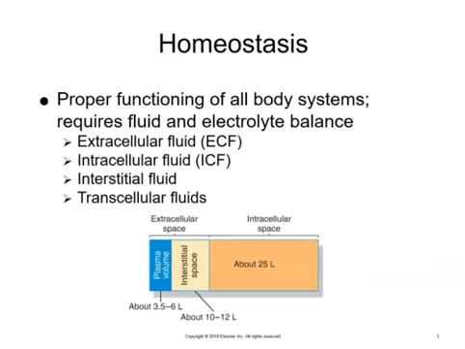Homeostasis requires fluid and electrolyte balance. Extracellular fluid, or ECF, is fluid outside the cells. Intracellular fluid, or ICF, is what is located inside the cells. Your interstitial fluid is between the cells. That's where your third spacing occurs. That's going to be your blood, your lymph, your bone, and your connective tissue water.